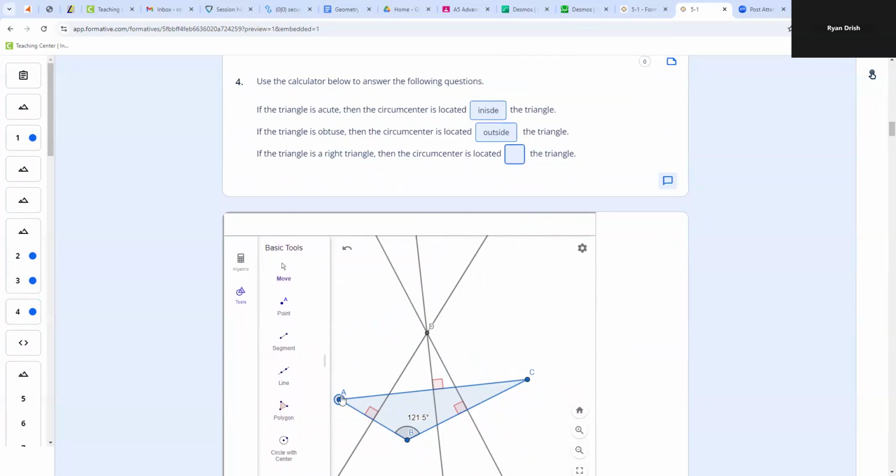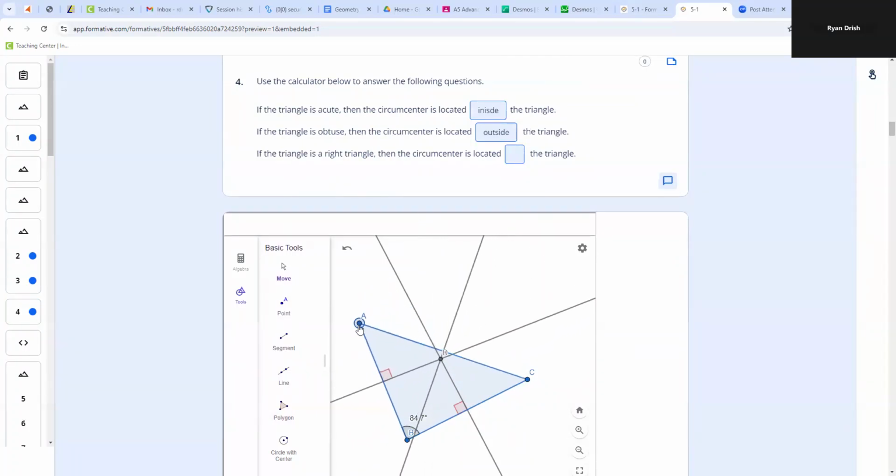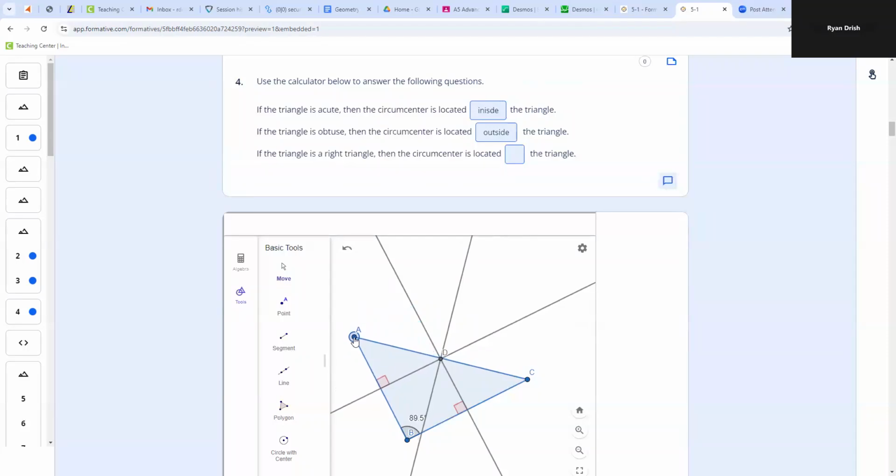Last but not least, it says, if it is a right triangle, where is the circumcenter located? We can try our best to get this exactly on the 90. If not, we'll get close. There it is, 90-degree angle. This is a right triangle, and the circumcenter is neither inside nor outside because it is on the triangle.